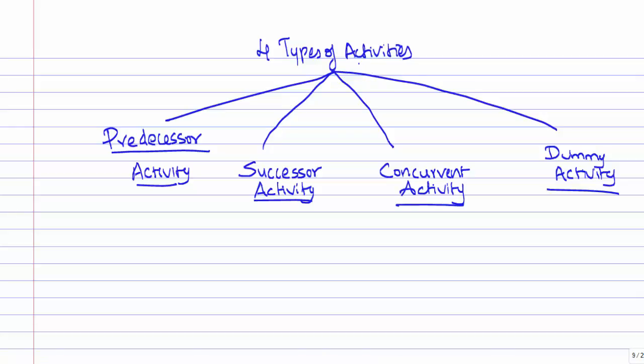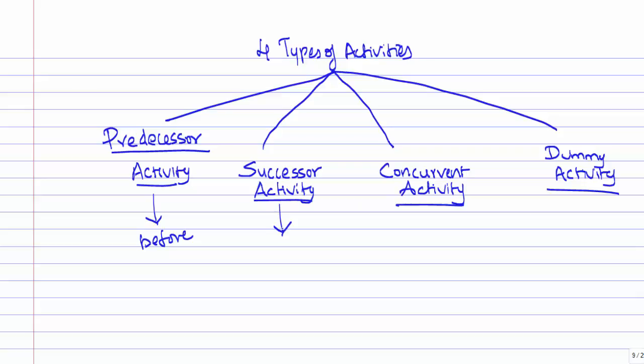As mentioned in the previous session, let's understand what the types of activities are. The first type is predecessor activity. This is the activity which immediately comes before another activity, without any intervening activity. So this is something which immediately comes before another activity without any intervening activities, and that activity is called a predecessor activity.